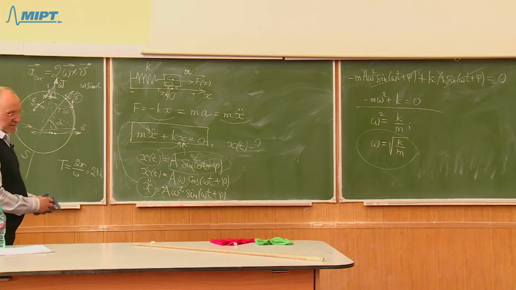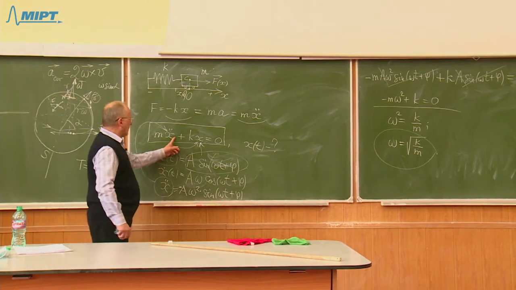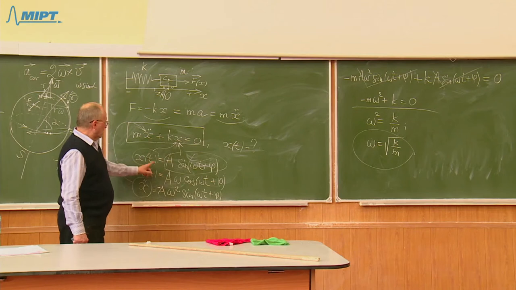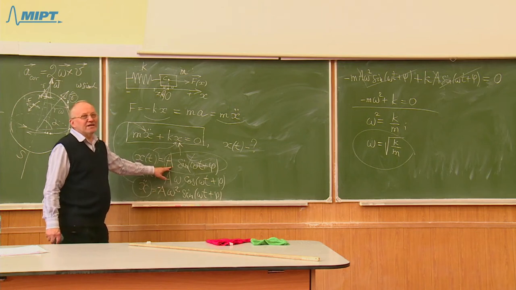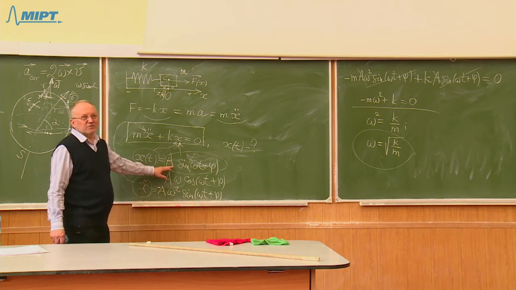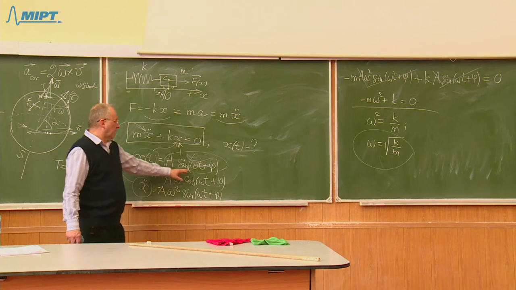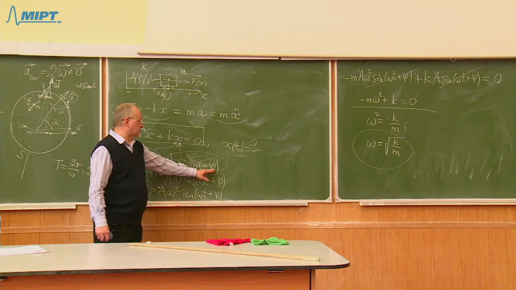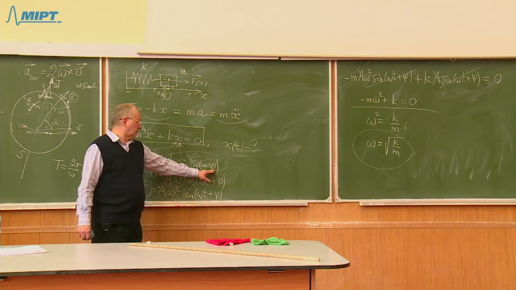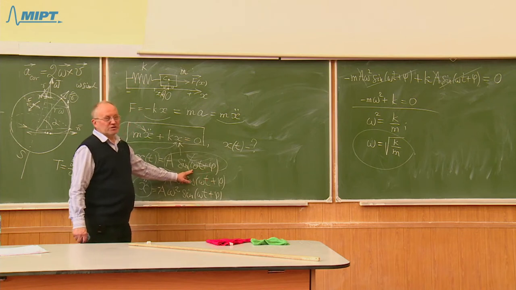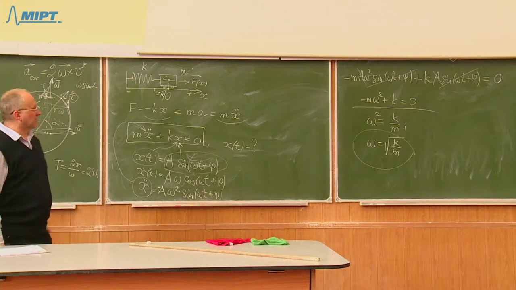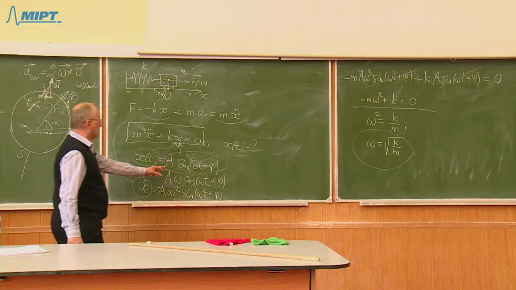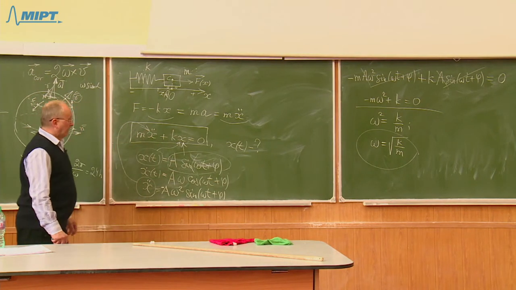So this is certainly a solution to the equation, with the understanding that the amplitude may be any number, arbitrary amplitude, and the phi may be an arbitrary number. But omega may not be arbitrary. Omega is a definite number, it should be a definite number, in order for this function to be a solution to this equation.